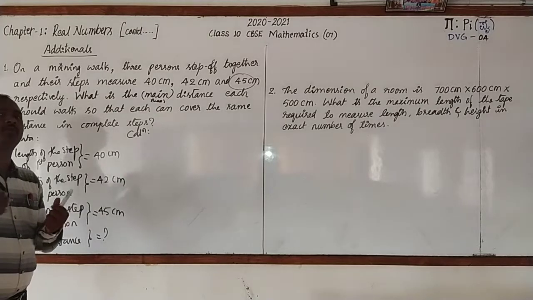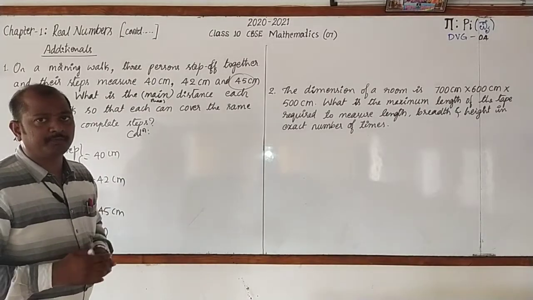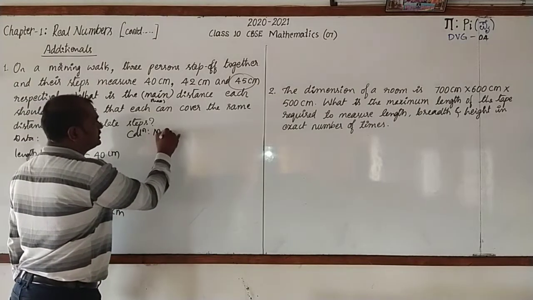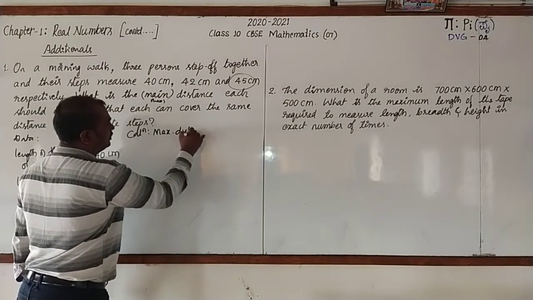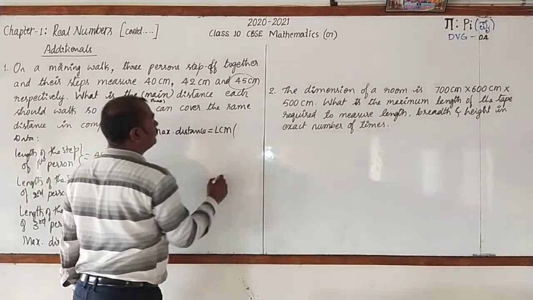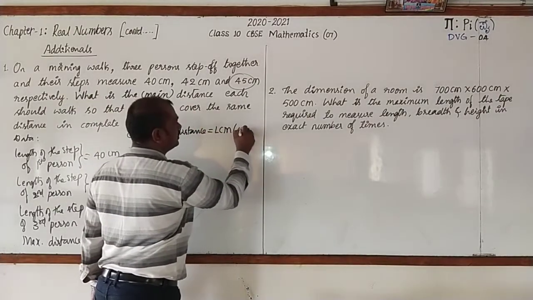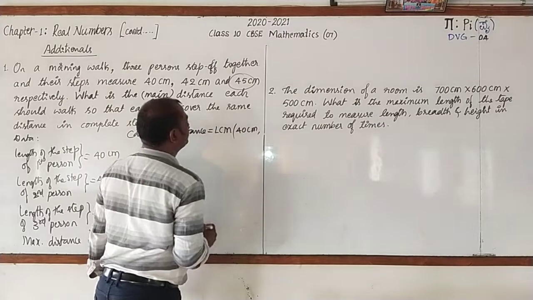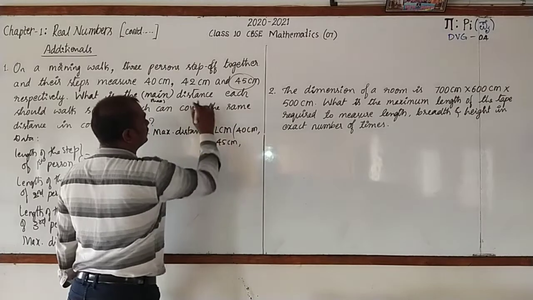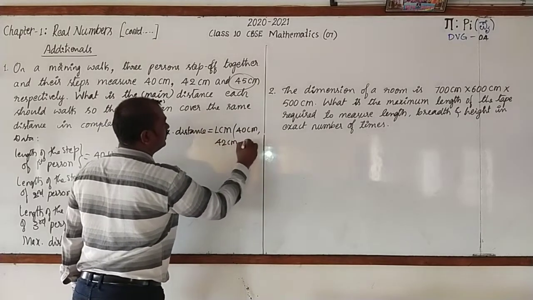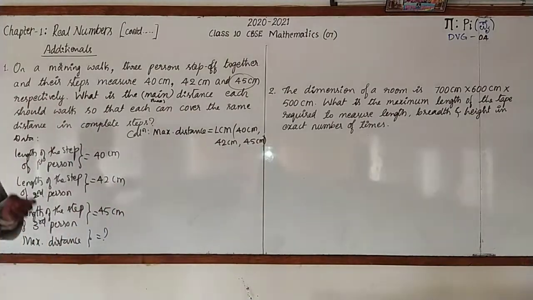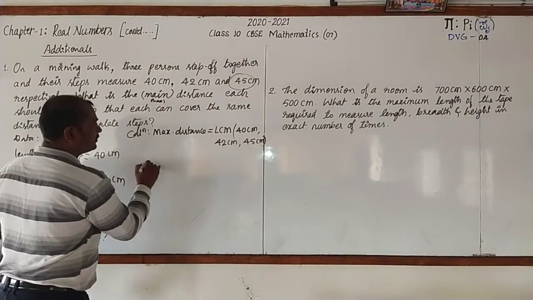So whichever you like, you may go for the division method or else the FTA method. Here I write: maximum distance to be covered by each is LCM of those three numbers, 40 centimeter, 42 centimeter, and 45 centimeter. Clear? Let us go for finding.